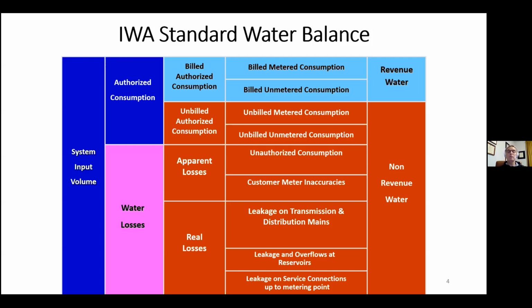But all told, all those three categories, of course, make up non-revenue water. And that is really what we're after. We're trying to minimize our non-revenue water so we can have a sustainable utility that stands on its own two feet in terms of finance.